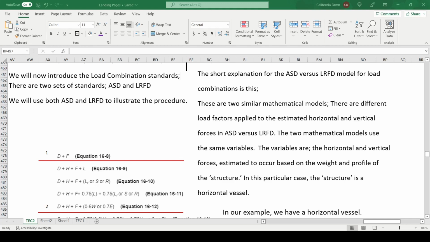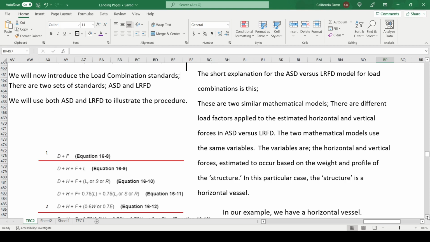We will now introduce the load combination standards. There are two sets of standards, ASD and LRFD. We will use both ASD and LRFD to illustrate the procedure. The short explanation for the ASD versus LRFD model for load combinations is this. These are two similar mathematical models. There are different load factors applied to the estimated horizontal and vertical forces in ASD versus LRFD.